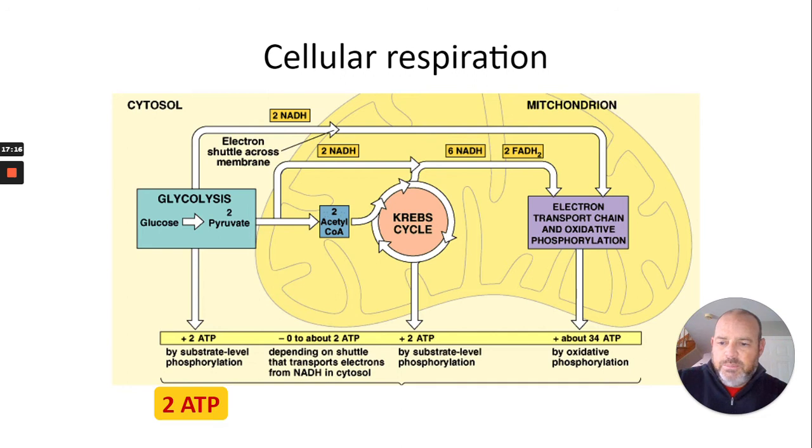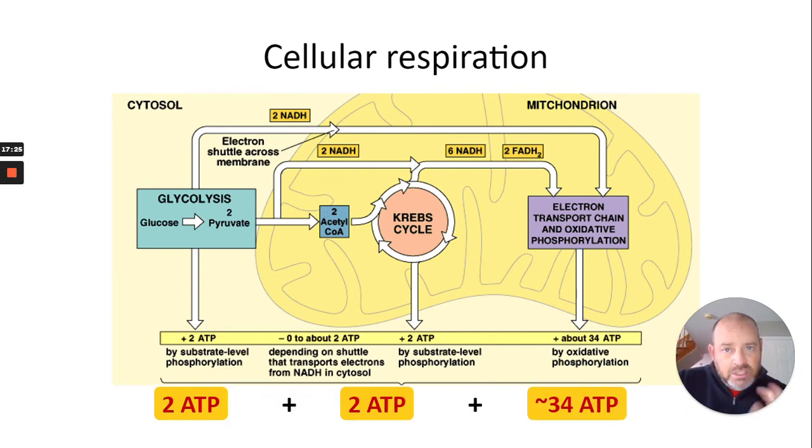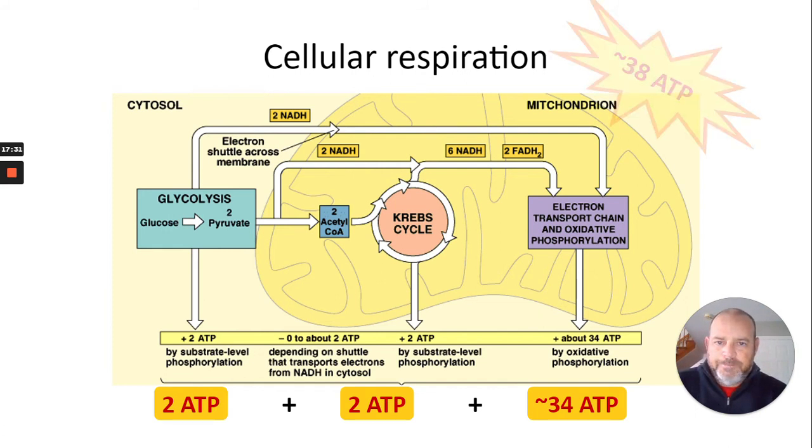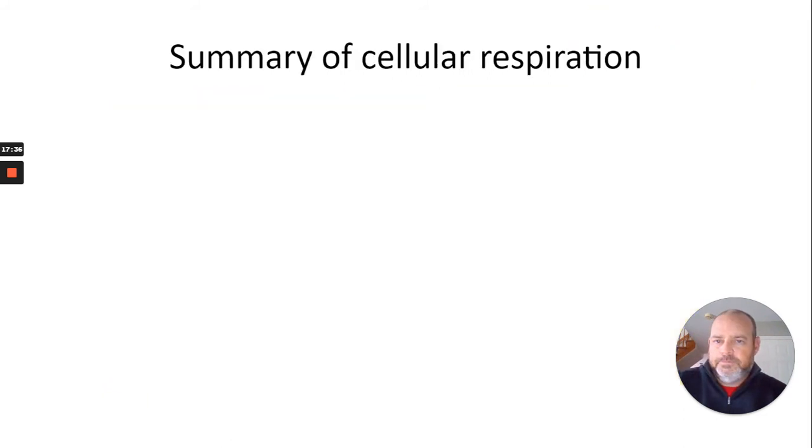We made 2 ATP there, substrate level phosphorylation. We made 2 ATP there, substrate level phosphorylation. And we made about 34 ATP there, oxidative phosphorylation. Okay, so that's a little summary for you. About 38 total per glucose.